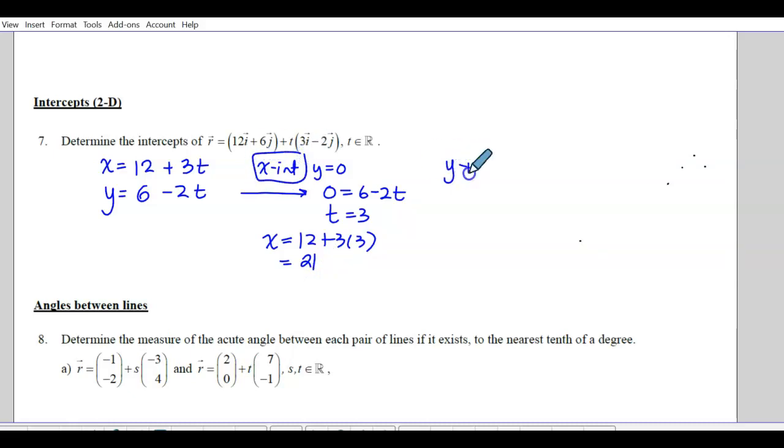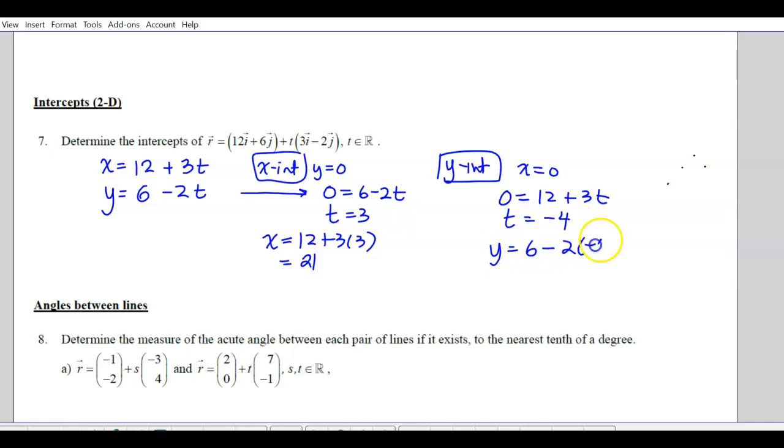Then the y-intercept, that's when x equals 0. So now I'm going to put 0 in for x, and I will get t equals -4. So then y will be 6 minus 2 times -4, which is 8, and 6 plus 8 is 14. Okay.